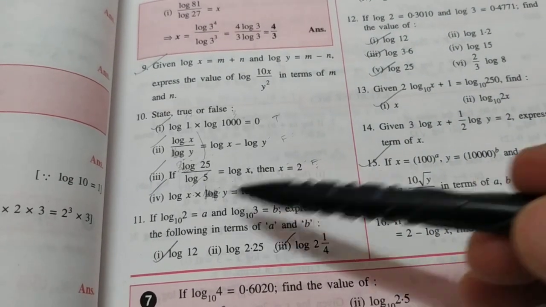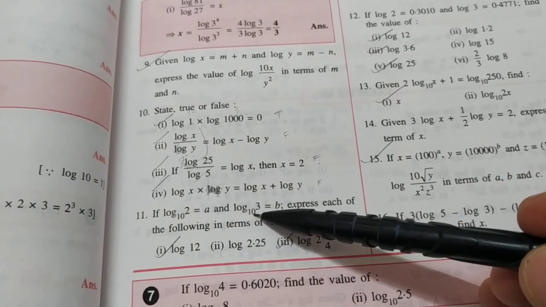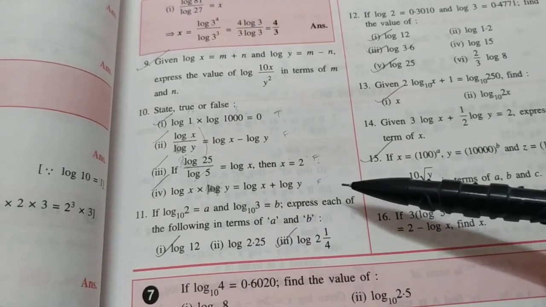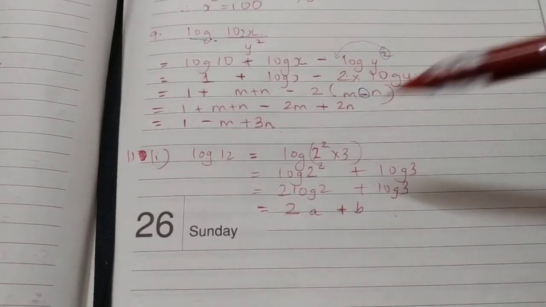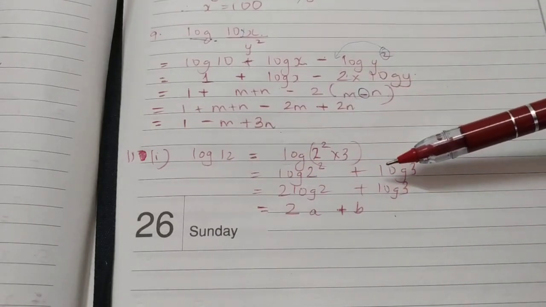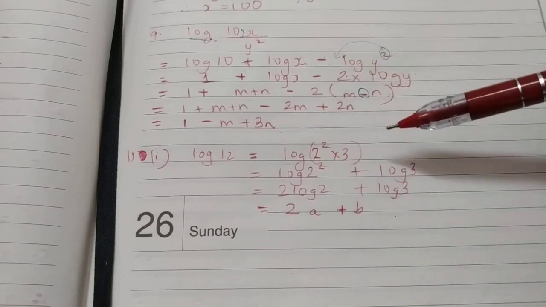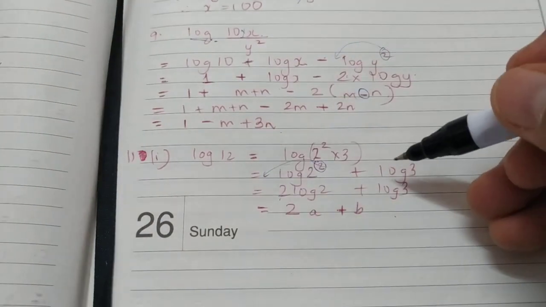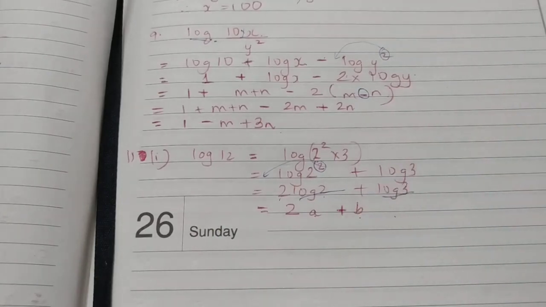Now 11.1 sum. Log of 2 is given as A, log of 3 is given as B. So express this in terms of A and B. Now here, first of all, convert 12 into its prime factors. So I got 2 squared and 3. Multiplication means addition of the logs. The exponent becomes a coefficient. And log 2 is given as A and log 3 is given as B. So the final answer is 2A plus B.